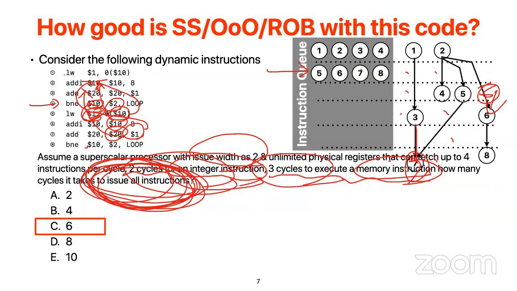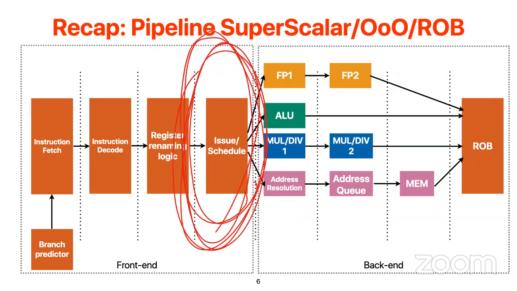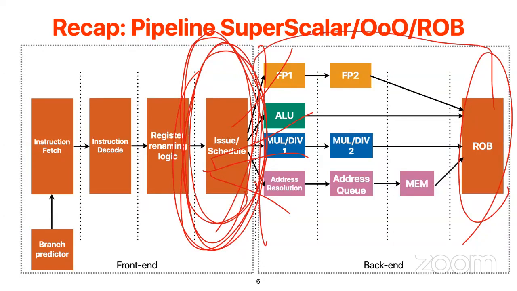How many cycles? And as we said, because you have a pipeline like this, your processing capability depends on your capability of putting these instructions into execution. The reorder buffer just commits its instructions in order one by one, so this part doesn't matter that much. Your IPC, your performance, depends on your capability to issue those instructions.